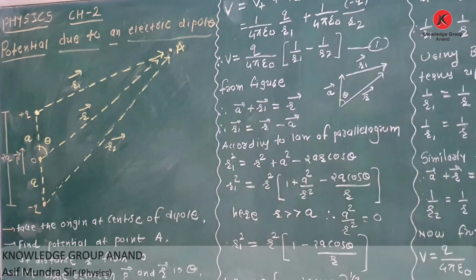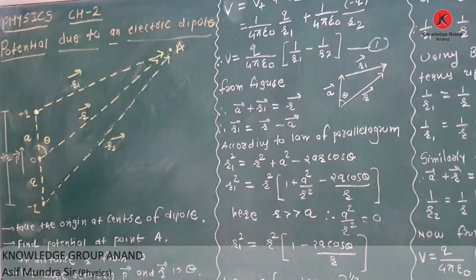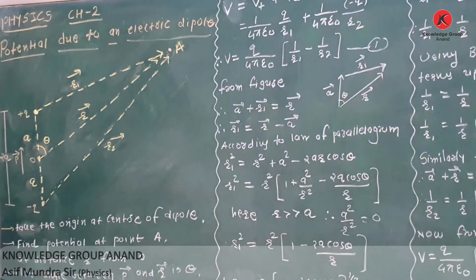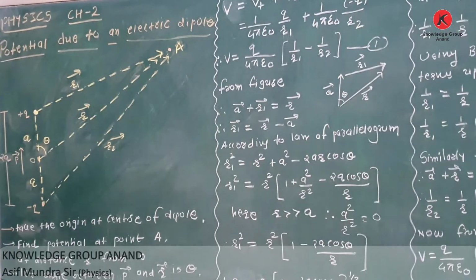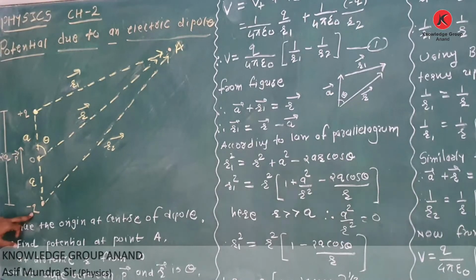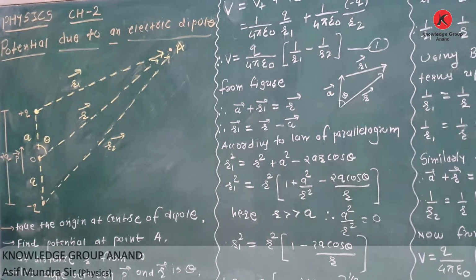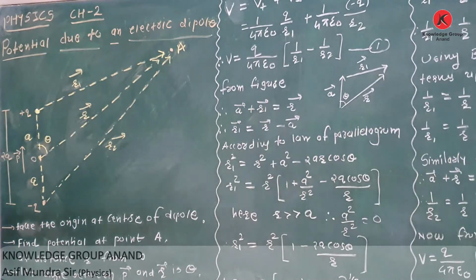Today we will continue our chapter 2, that is electric potential. We will find electric potential due to an electric dipole. What is an electric dipole? See, minus Q and plus Q, two equal and opposite charges separated by a finite distance 2a, will form an electric dipole. O is the center of the electric dipole.